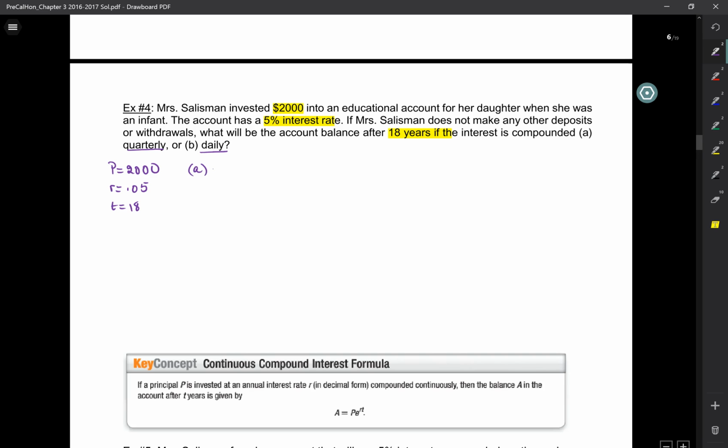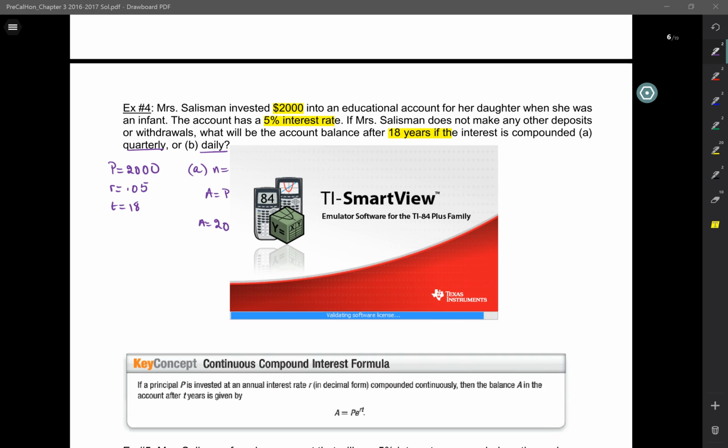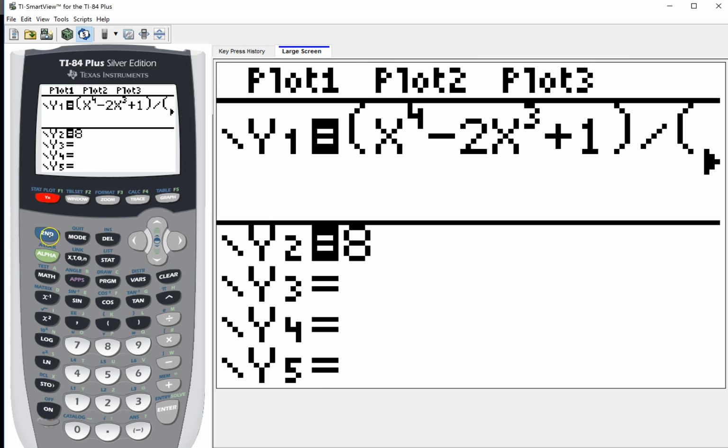All right, so for part A, interest is compounded quarterly, so N is equal to 4 because it's 4 times a year. So A is equal to P times (1 plus R over N) to the power of NT. 2,000 times (1 plus 0.05 over 4) to the power of 4 times 18. All right, and what we're going to do is plug this into our calculator. If you can do it mentally, boy, that's awesome. I sure can't.